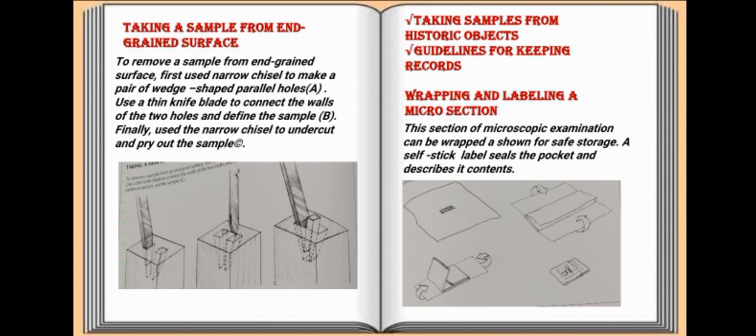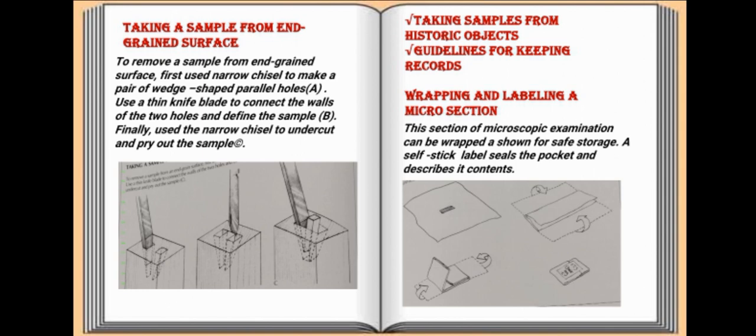And the next is the guidelines for keeping records. Keeping true and accurate records is essential in any scientific, historical, or archival context, as it ensures proper documentation, organization, and traceability.